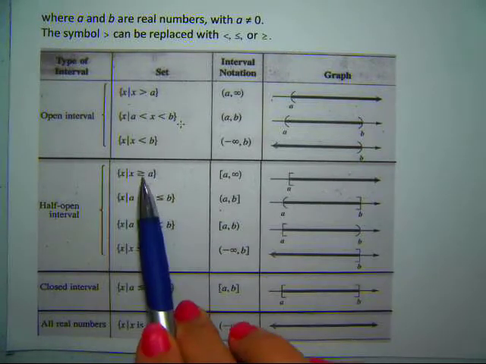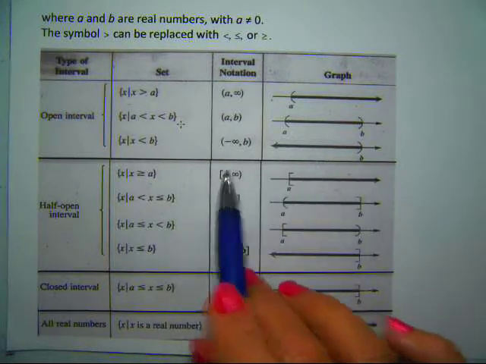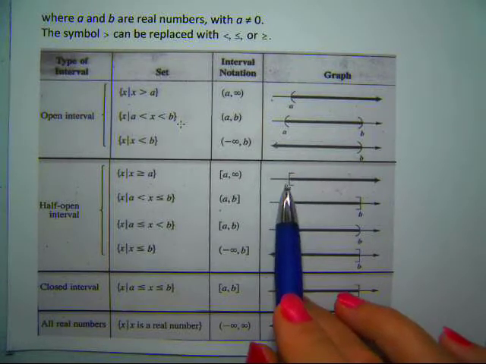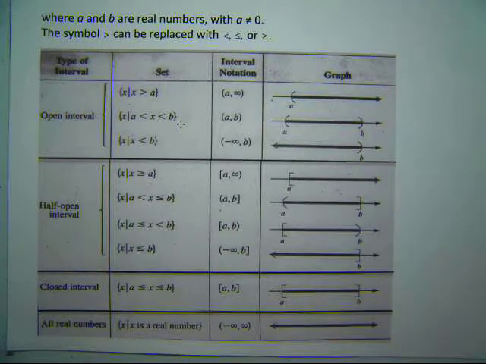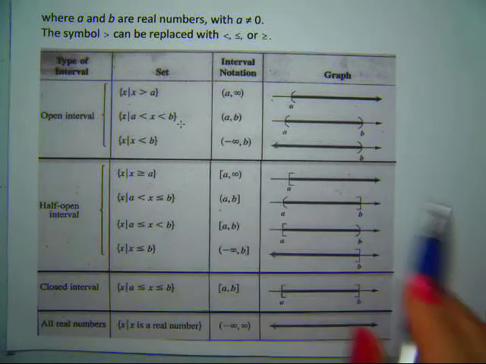If x is greater than or equal to a, then there is an equality. So a could be included, so we're going to use a bracket. Again, this bracket and parentheses is going to be very important. It affects a lot of your points and grades, so be careful. If we are including, then it's bracket a to infinity.